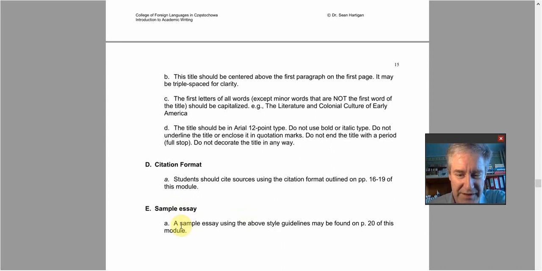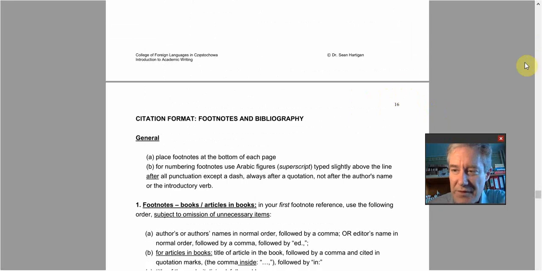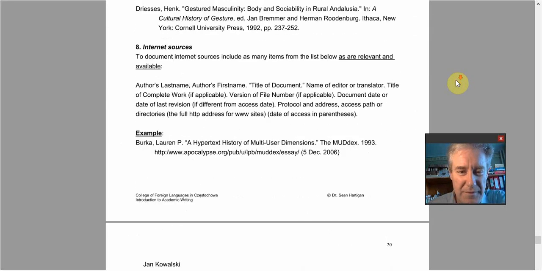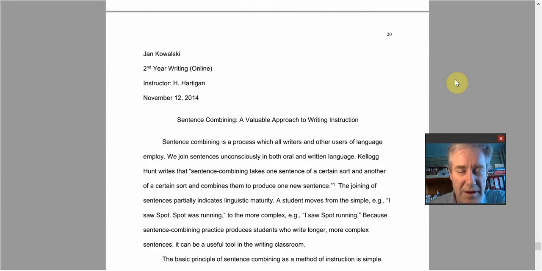Then there's a sample essay. A sample essay using the above style guidelines may be found on page 20 of this module. Okay, so let's go look at that, and we'll see what this style sheet looks like when we are using it. So we'll go to page 20. We'll skip some stuff here. So here is a little bit of sample text. It's using the style sheet that we've just described.